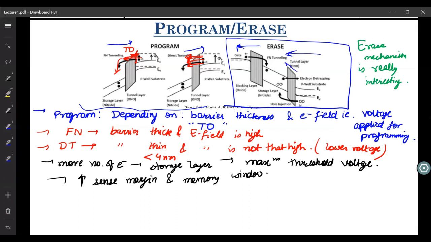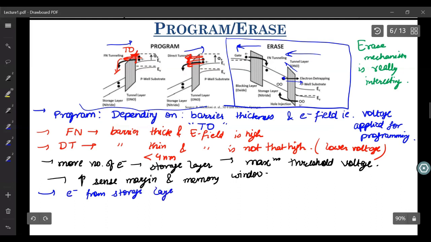So what happens in erase? Electrons from the nitride layer have to go back to your substrate. So you apply a large voltage and you achieve a large electric field. So the electrons from the storage layer may tunnel, which is what they call detrapping here. If you look at this, they call it detrapping. So they tunnel into your channel.